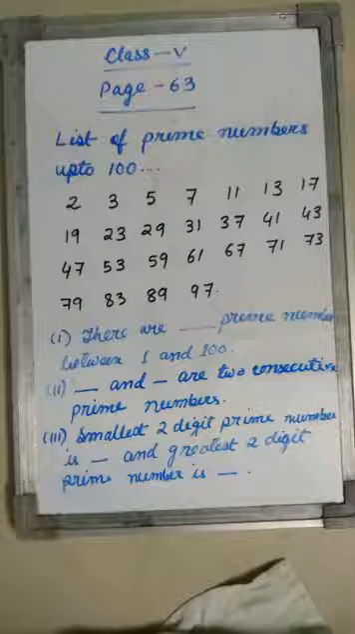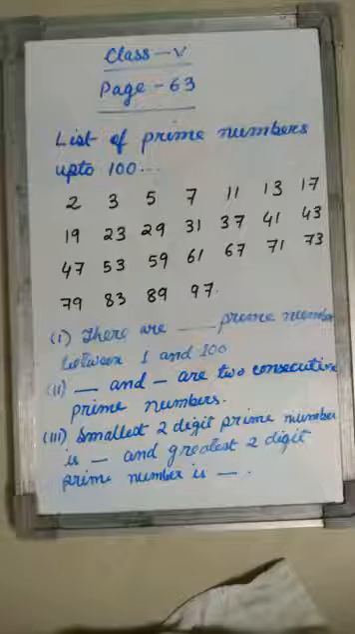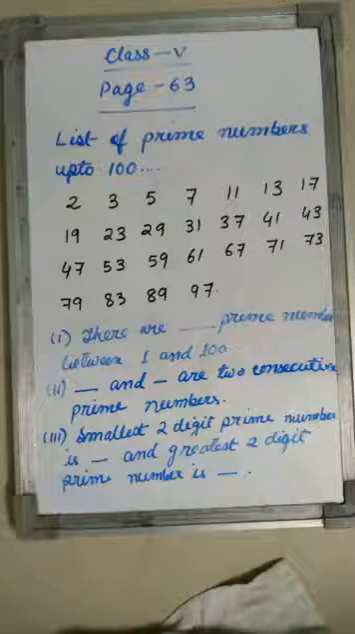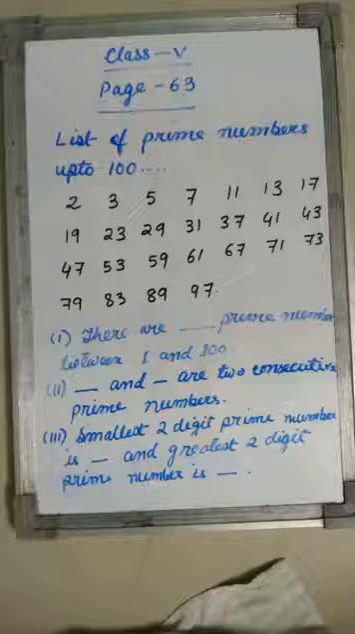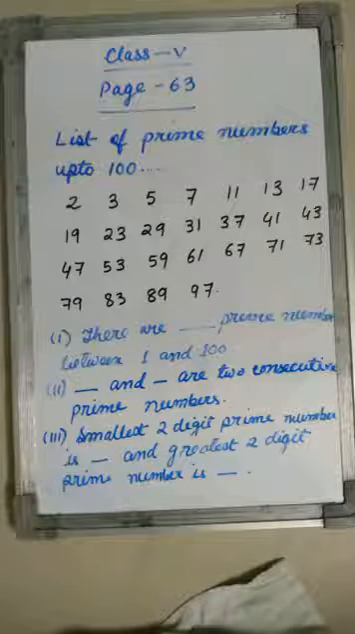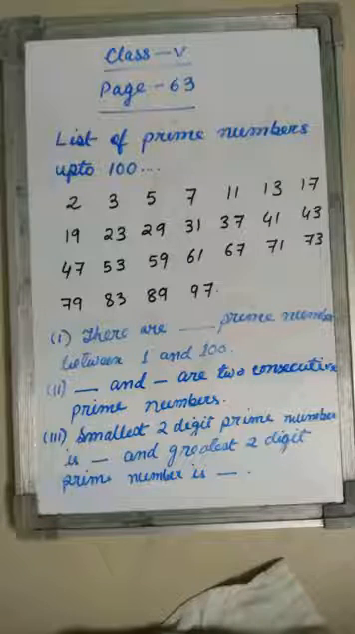So on page number 63 you have a question, fill in the blanks. Question number 1 is, there are dash prime numbers between 1 and 100. You have to write the number. I just told you the answer.